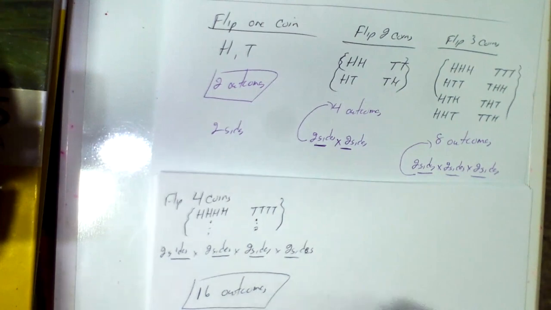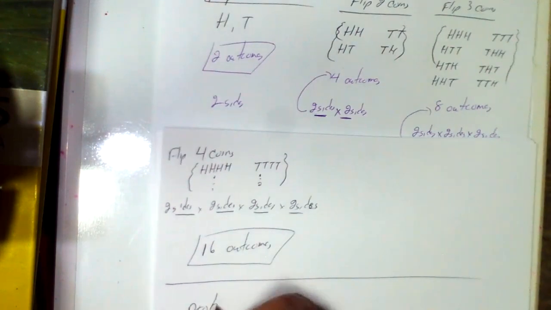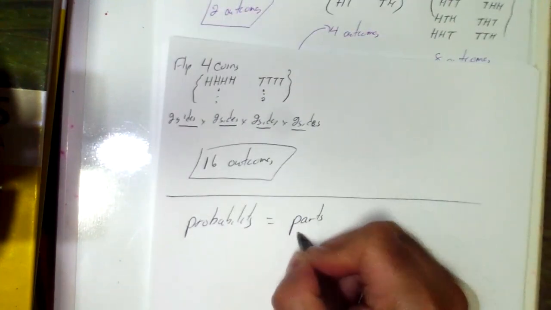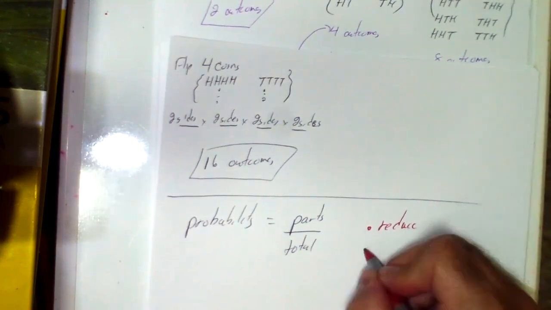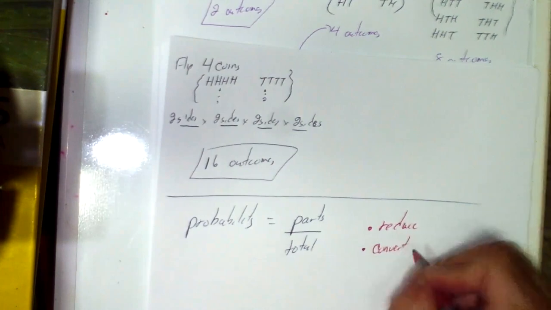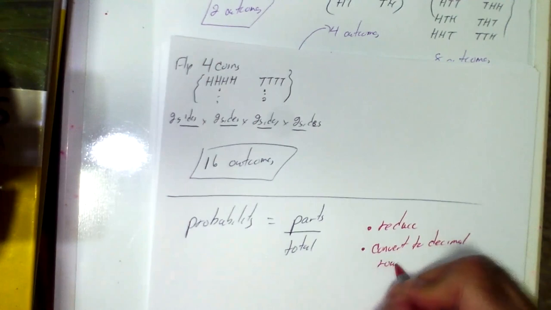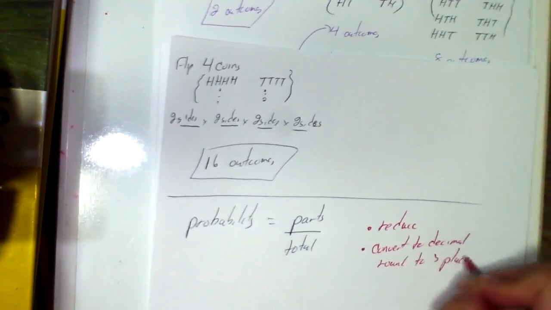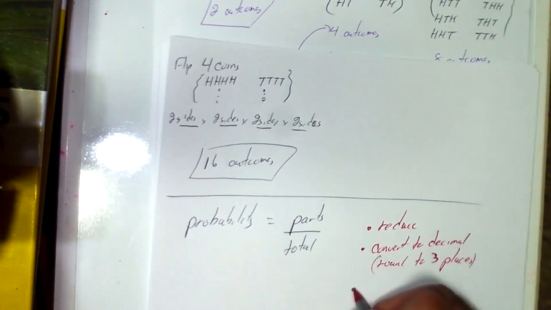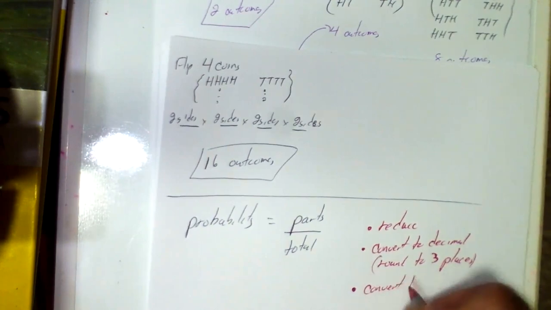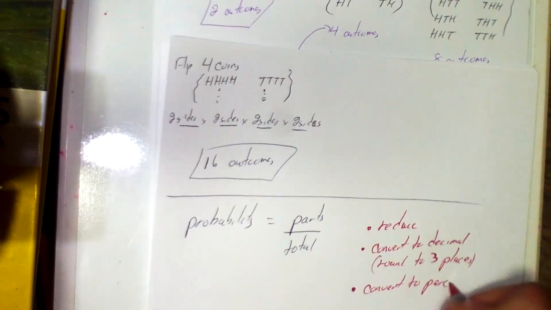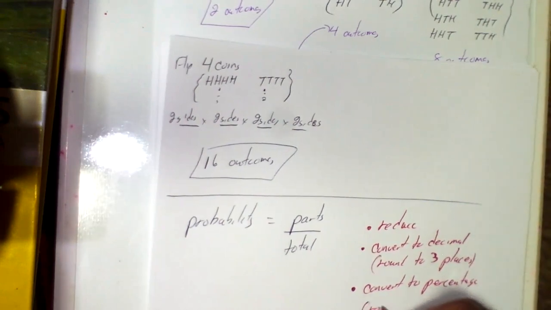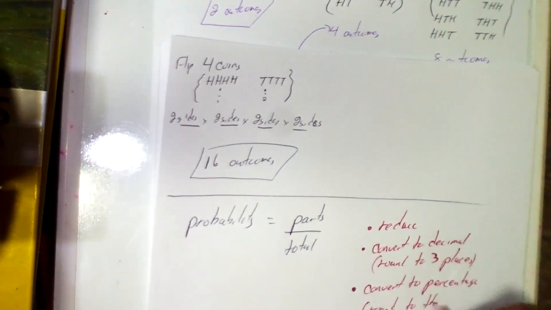All right, so let's summarize. Do you remember what is the formula for probability? Probability formula is parts over total. Remember, either you reduce, convert to decimal, round down to three places, or convert to percentage. Round to the 10th of a percent.